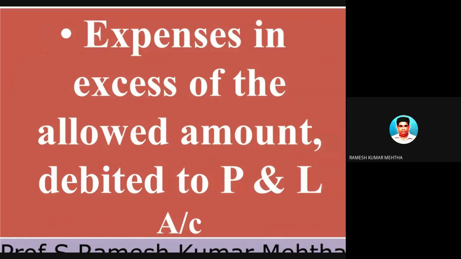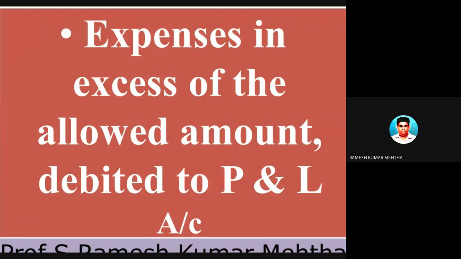So we have understood the logical reason why we have to add some expenses or incomes so far. There can be some minus items also, items which have to be deducted from net profit. This session has been devoted to understanding the format which I showed at the beginning of the session. Next one: expenses in excess of allowed amount debited to profit and loss account.